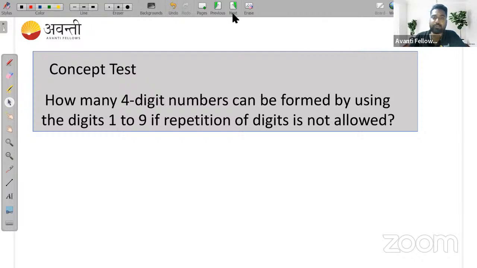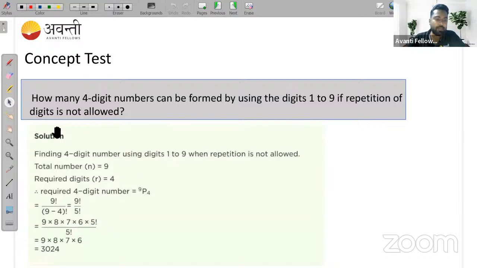It's time to discuss the solution. So what is the solution here? The answer is obviously 3024. Finding a 4-digit number using 1 to 9 when repetition is not allowed, the total number of different objects is 9 and the required digits are 4. So the total number of 4-digit numbers that can be formed is 9P4. If you calculate 9P4, you will get the answer 3024. This is the answer on your screen. Everyone, clear? I hope this is clear to all of you.